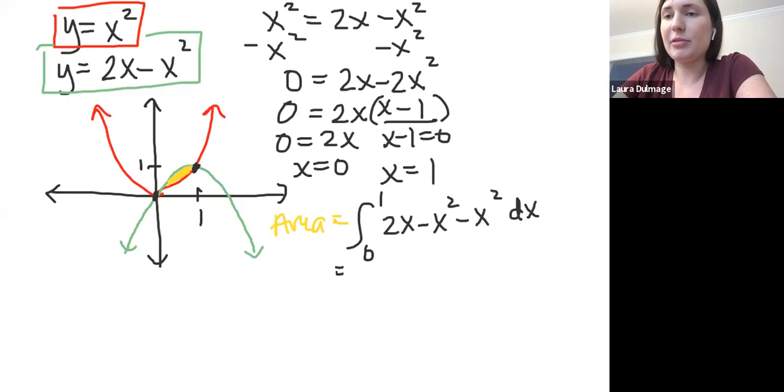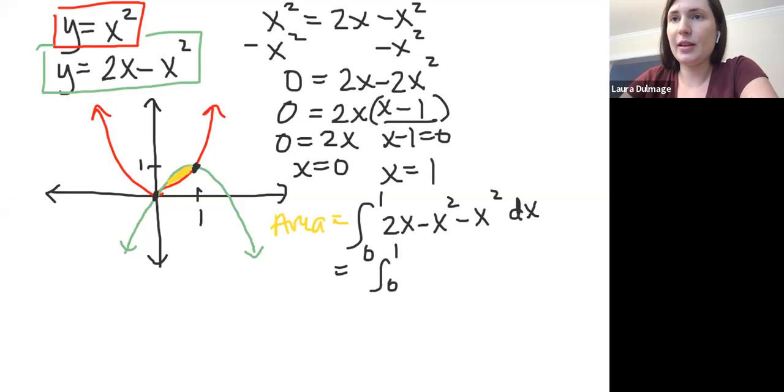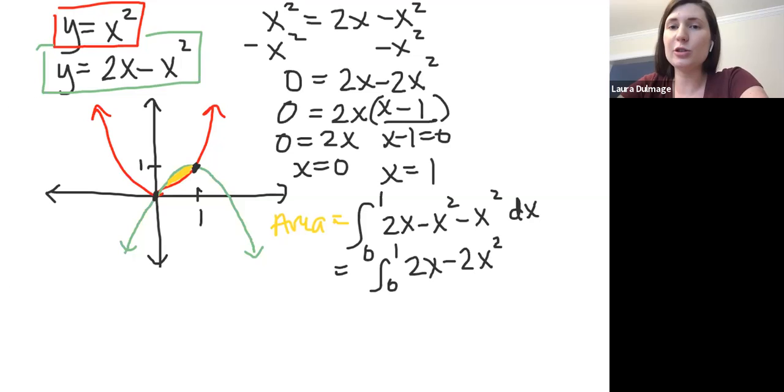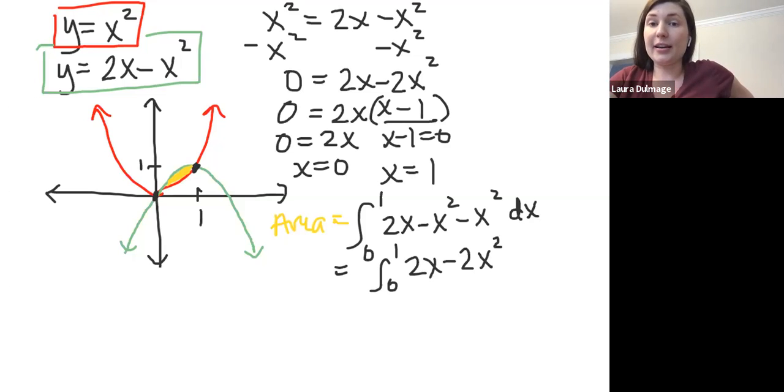All right, and we can simplify that a little bit by combining like terms. Running out of room. 2x minus 2x squared. So what I'd like you guys to do is work through that by hand, and then we'll verify on our calculator that we get the same answer.